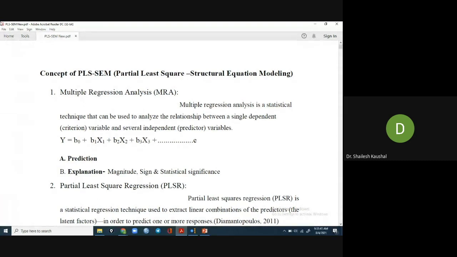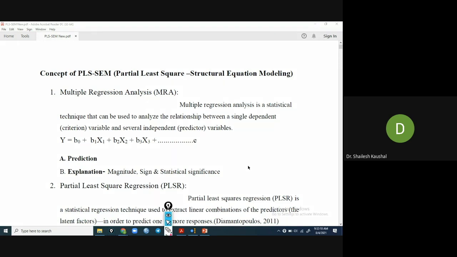Good morning, dear participants. So today I am going to start the new topic, PLS SEM. PLS SEM means partial least square structural equation modeling. Through PLS we can test our measurement model as well as structural model.